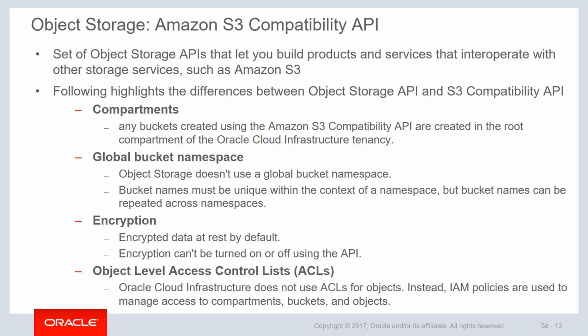Once again, on OCI object storage, all data is automatically encrypted at rest by default, and this is not something that can be turned on or off. If you're working directly with AWS S3, server-side encryption is not enabled by default, and it must be actioned on each object as it's uploaded to an S3 bucket.